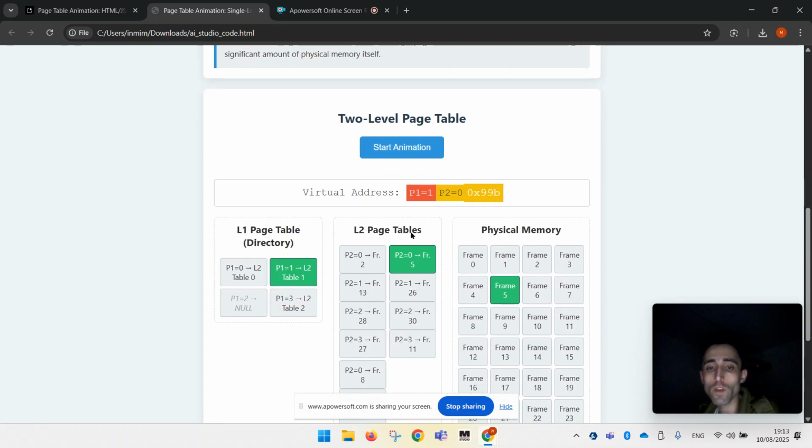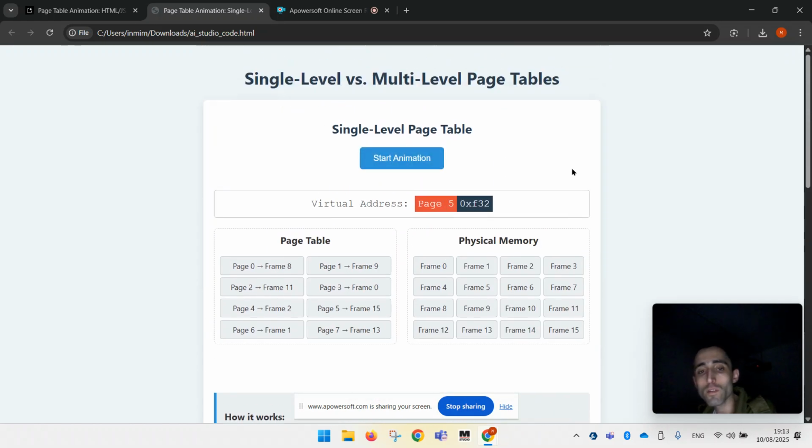I can conclude how a three-level page table works. And P1, table 1 is this, P2 equals 1, here, frame 19. You can see how the two-level page table and single-level page table work, and this is it.